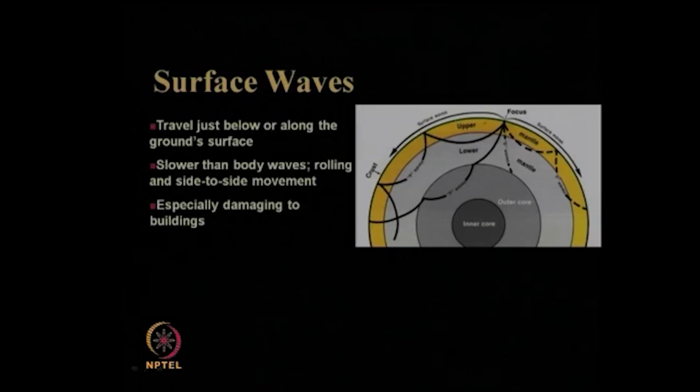And if we look at the various layers over here, you can see the focus of the earthquake, which is very close to the ground surface, and all the seismic waves travel through various layers. Whenever they travel within the body of the earth, they are called body waves like P wave, S wave, etc. And when they travel close to the ground surface, they are nothing but the surface waves.